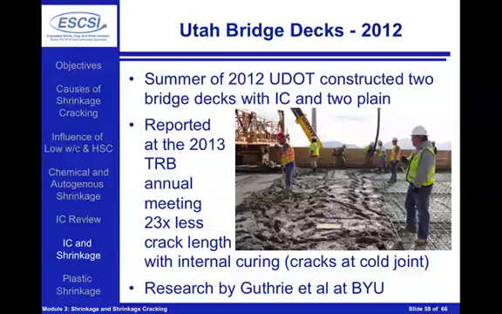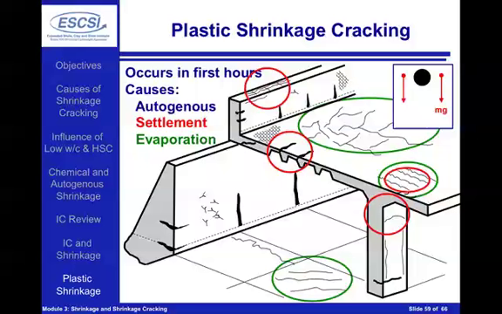In 2012, some decks were placed in Utah. Spencer Guthrie and his group had looked at these. There were 2 bridge decks made with internal curing and 2 plain concretes, and as reported in 2013 at the annual TRB meeting, the internally cured concretes had 23 times less crack length than the plain concretes, and the main cracks that were noticed were cracks that had formed where there was a cold joint in the bridge deck while it was being constructed. Again, the main idea here is that you're reducing the shrinkage in the system, reducing the potential for cracking that's actually forming.